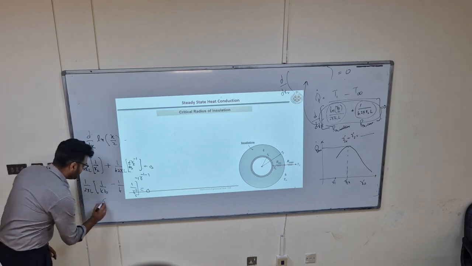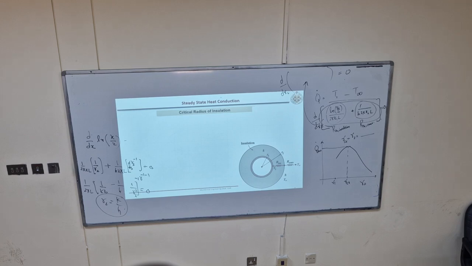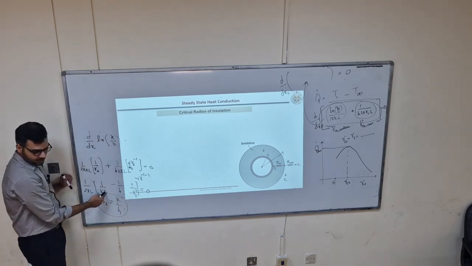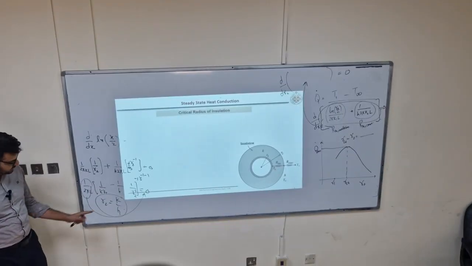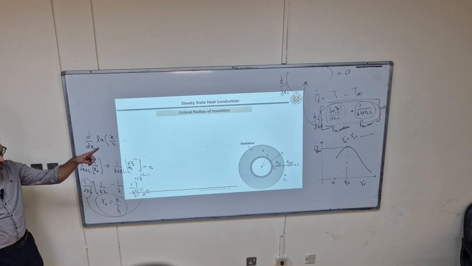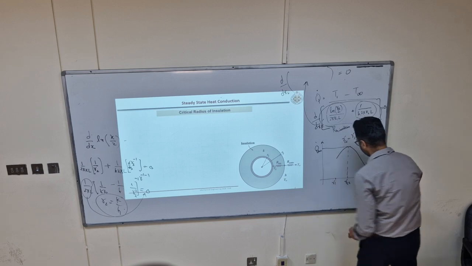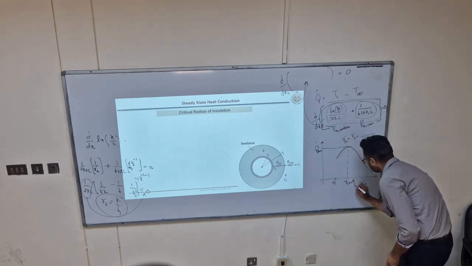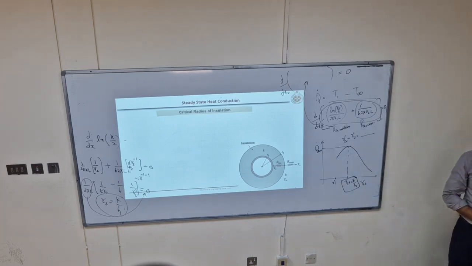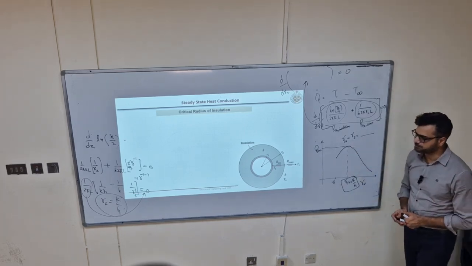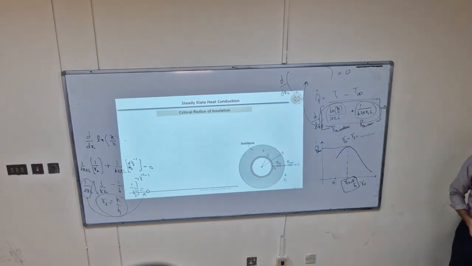So R2 will be equal to k by h. Because here again you can take R2 common. That will go here and this whole thing ends up 0. So at the end, that is what we want to find out. At this condition, the critical radius of insulation is given by k by h. That's what we need. Okay, the derivation is also here. You can go through it. It's not that difficult.